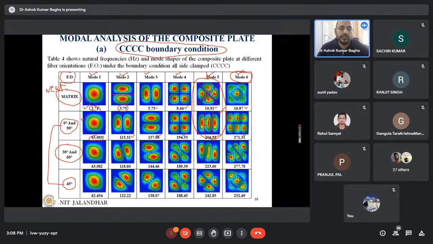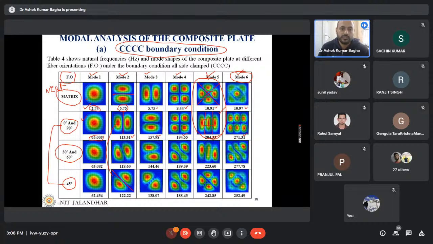Now you will see in this case, this is the nodal line when the fibers are oriented at 0 degree, 90 degree. But now the nodal line is changing to this. The diagonal nodal line is observed here. So it means that these two pictures give us very qualitative information, that you cannot mount the accelerometer at this nodal line. You cannot mount the accelerometer at this nodal line.